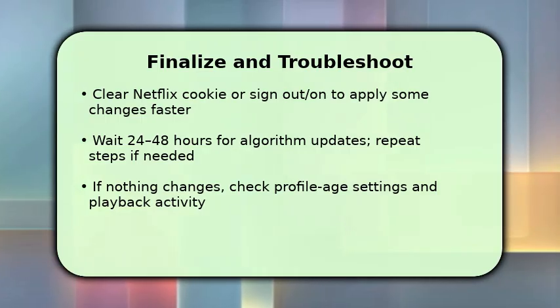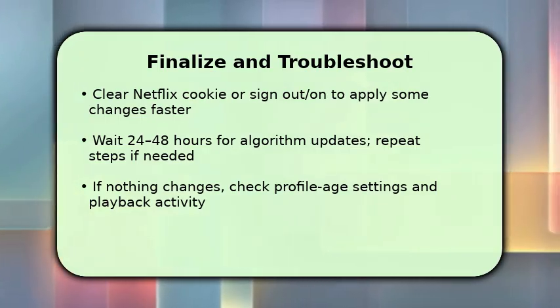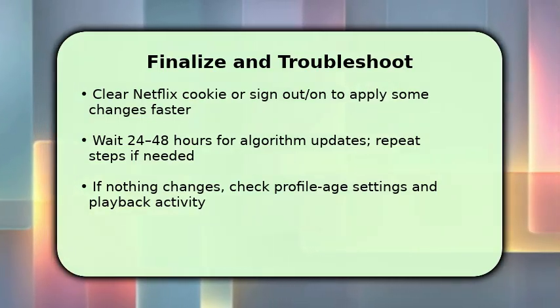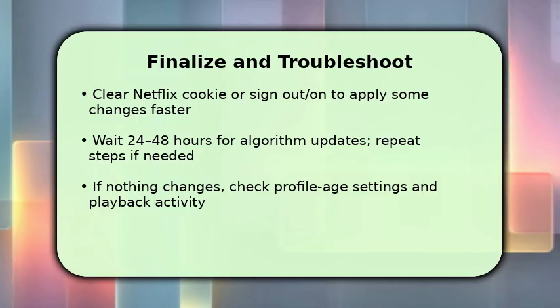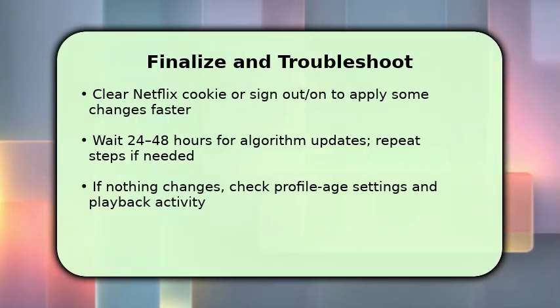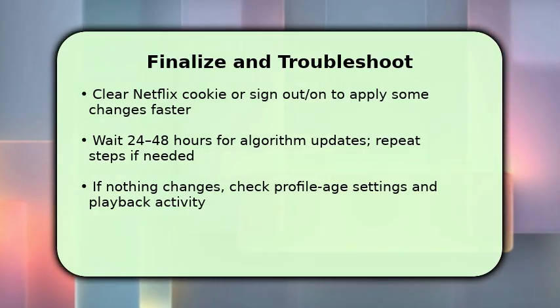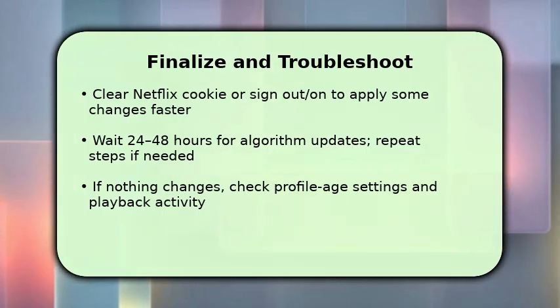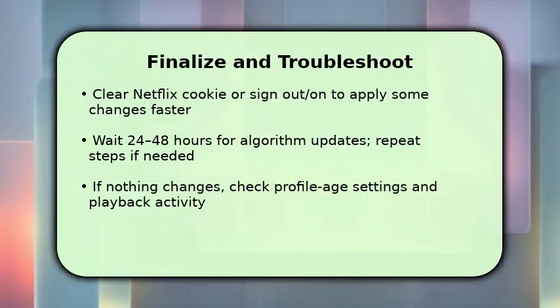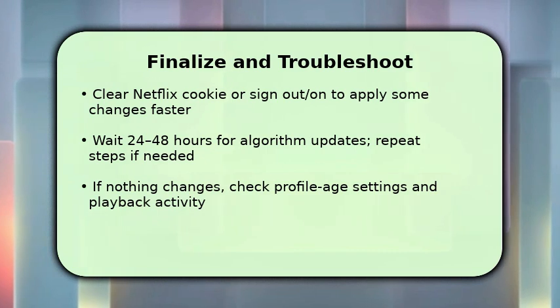If results still don't match expectations, check profile maturity and playback settings that may restrict or skew suggestions. One key troubleshooting tip: if a title keeps appearing, remove it from viewing history again and mark not interested. Repeated signals will make the algorithm stop suggesting it.